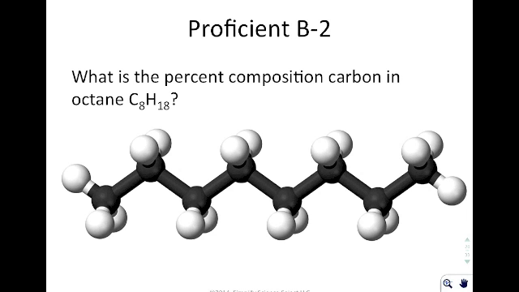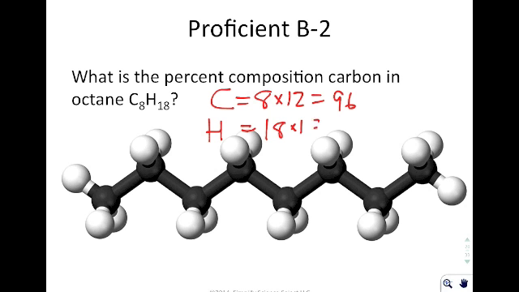is C8H18. So the first thing we want to do is write our 2 elements right here, carbon and hydrogen. Well, carbon has 8 times 12, which ends up being 96. 8 times 12 is 96. Hydrogen ends up having 18 times 1, because the mass of hydrogen is 1, or 18. Whenever you take those and add them together, you get 114.